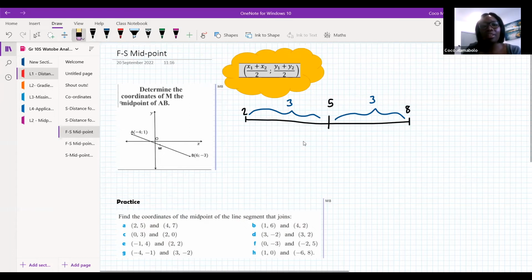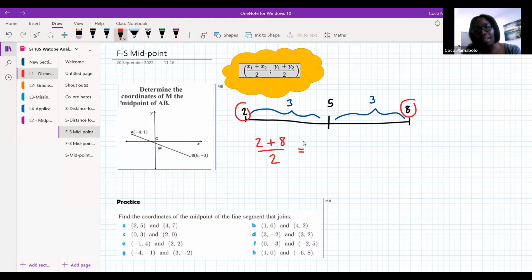Or if I want to find the middle of these 2, I don't actually have to count from each side and see where the middle is. What I can do is take 2 and add 8 and divide by 2, and that'll give me 5. So I'm going to get 2 plus 8 divided by 2, and that gives me 5. And that's how I figured out that right in the middle of those 2 numbers is 5. And that's where the midpoint formula actually comes from.